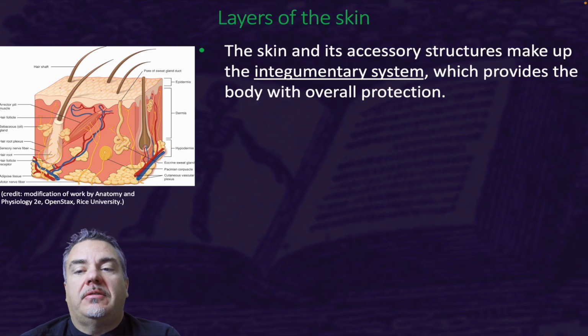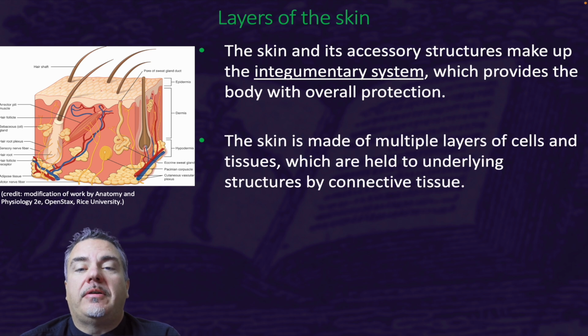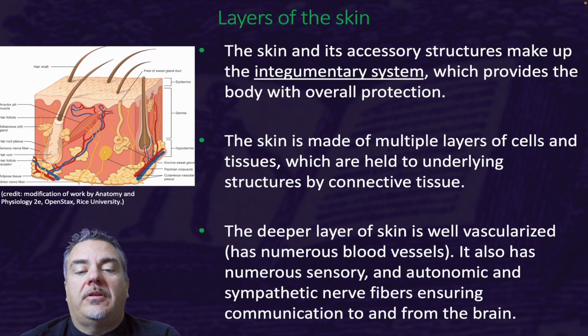The skin and its accessory structures make up the integumentary system, which provides the body with overall protection. The skin is made up of multiple layers of cells and tissues which are held to underlying structures by connective tissues. The deeper layer of skin is well vascularized, in other words, it has numerous blood vessels. It also has numerous sensory and autonomic and sympathetic nerve fibers, ensuring communication to and from the brain.